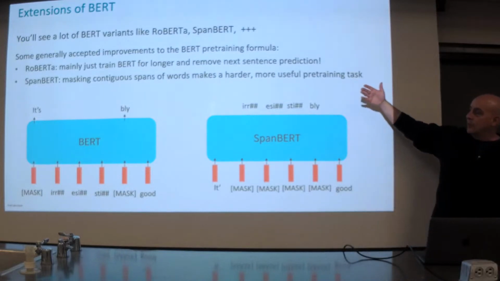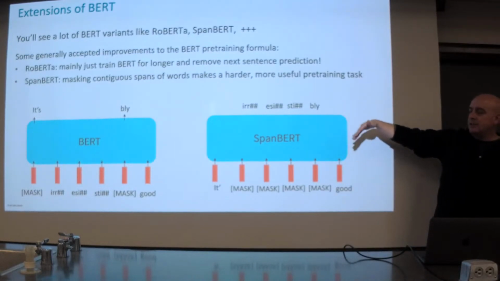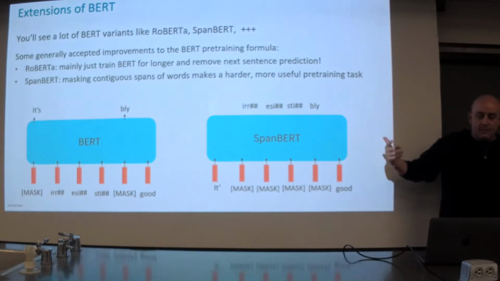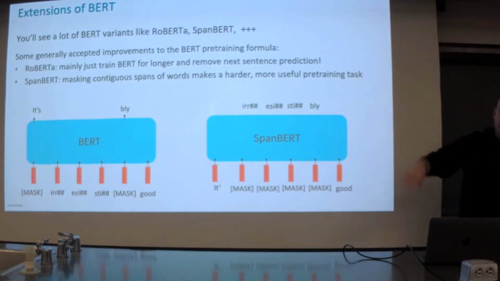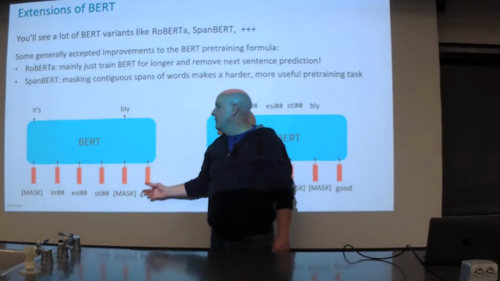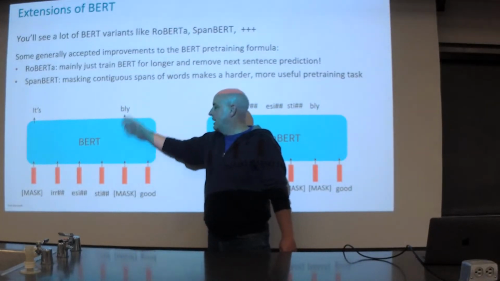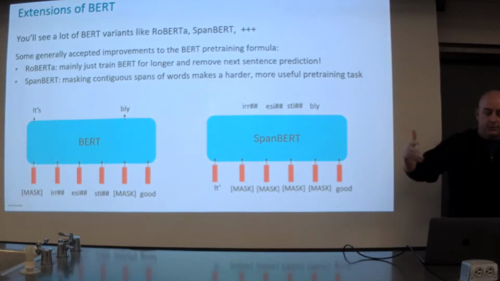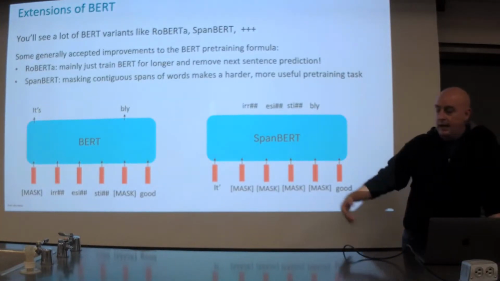There have been modifications to BERT since then. RoBERTa, SpanBERT. These are things where we make the models bigger, and sometimes we change the tasks. So RoBERTa was basically just like BERT v2. We get rid of that sentence entailment thing, and we just make it bigger and train it for longer.